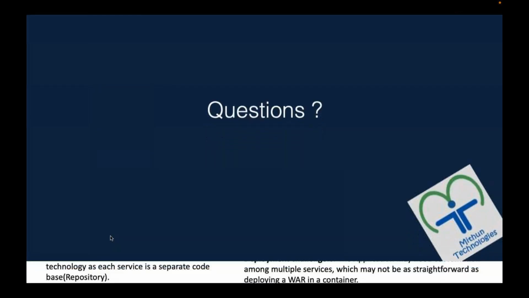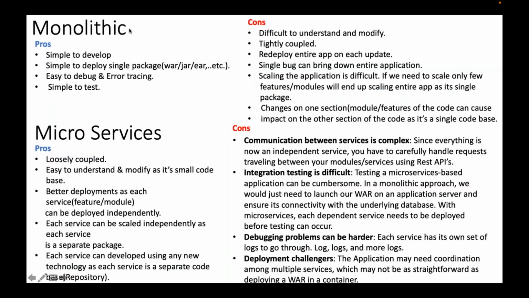These are the advantages. But when it comes to disadvantages, what are the drawbacks of monolithic architecture? If you are already from a development background, can anyone explain what are the problems or drawbacks of monolithic? It is tightly coupled. First and foremost thing is it is tightly coupled. What is the meaning of tightly coupled?